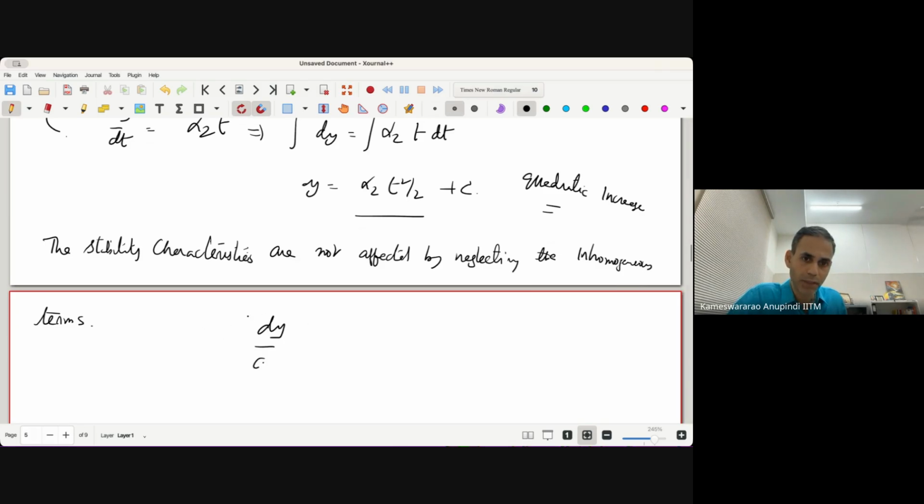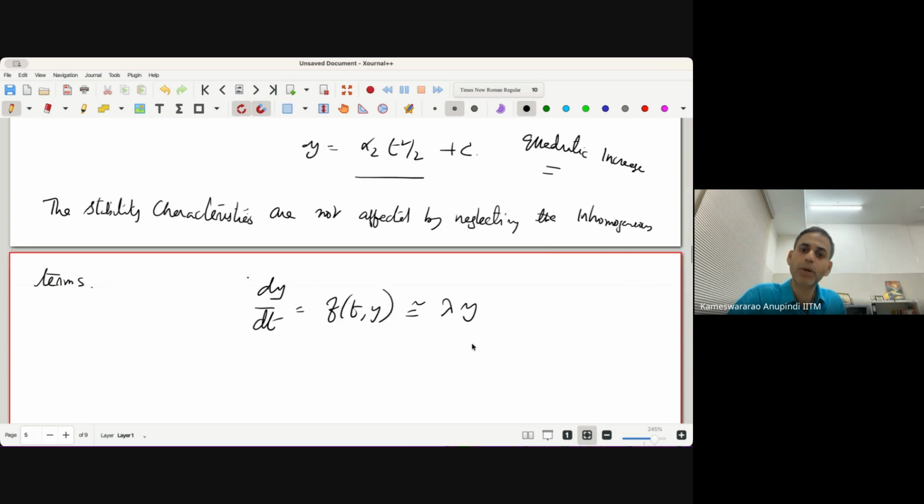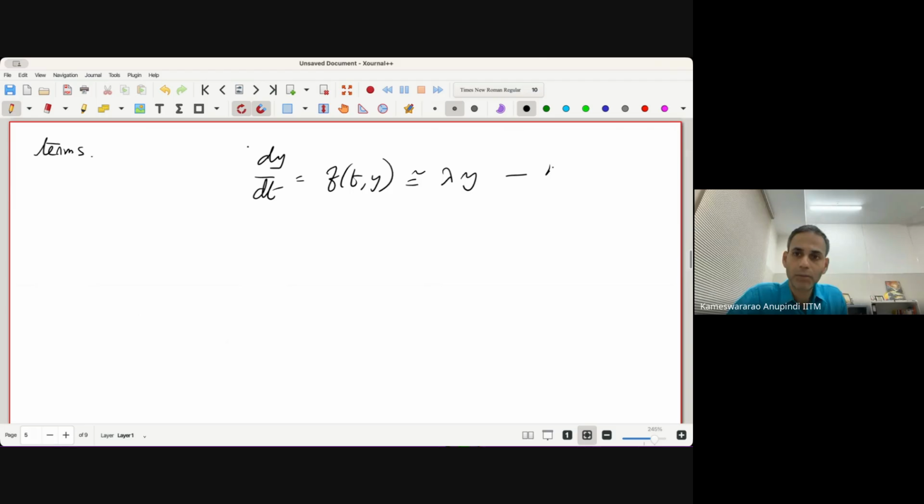Now we want to deal with our model equation. We said dy/dt equals f of t, y, and this f of t, y is now equal to lambda times y. So that is our model problem that we want to solve.